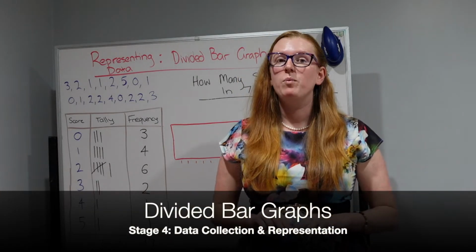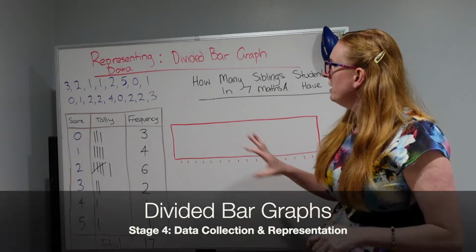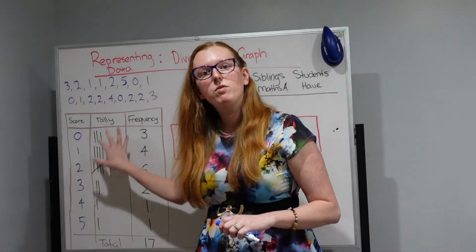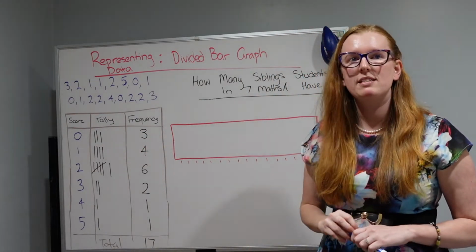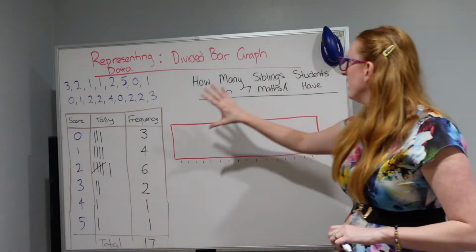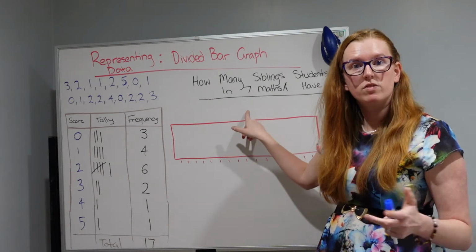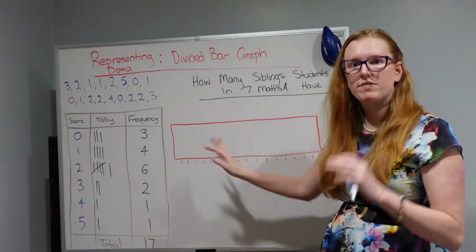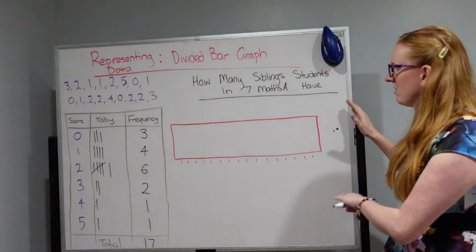Now I'm going to show you how we can represent our data using a divided bar graph. So we have our same data as before. I surveyed students, asked them how many siblings they had. These were their results in a frequency distribution table. Now, in order to do a divided bar graph, I need a title, first of all, so I know what it is that I'm graphing. And then I'm going to draw a big bar, like one big rectangle.